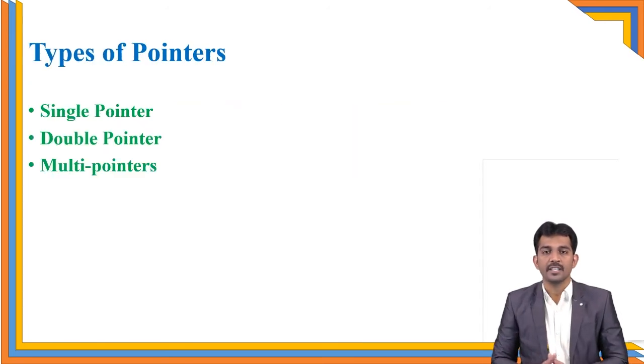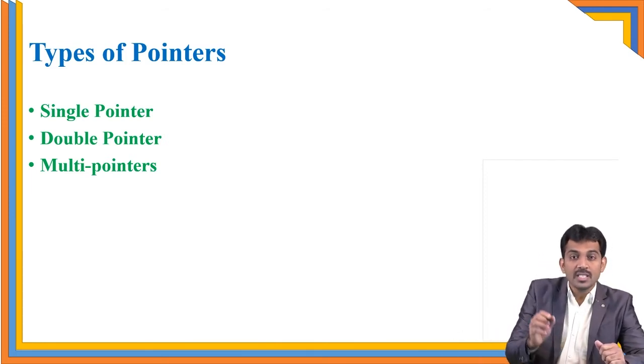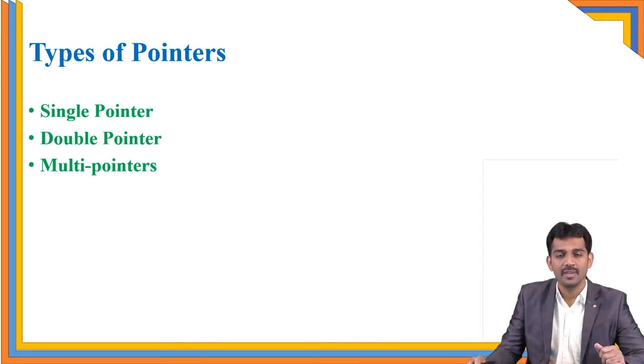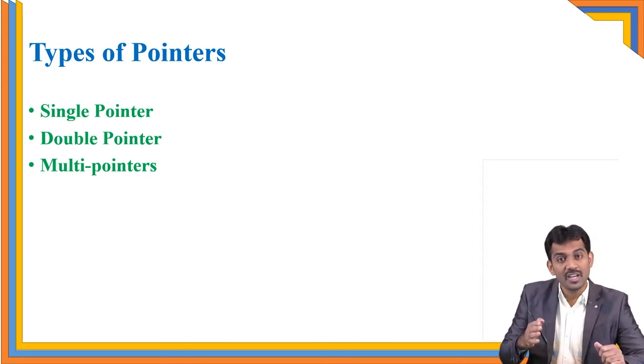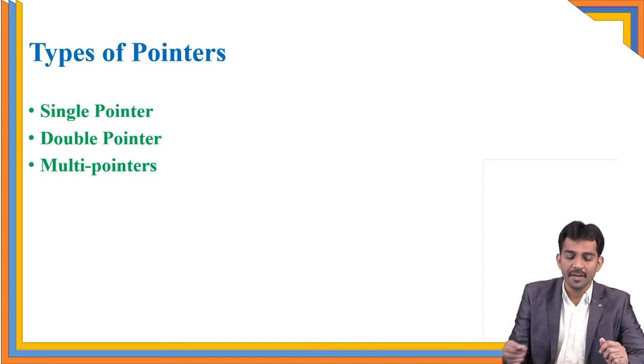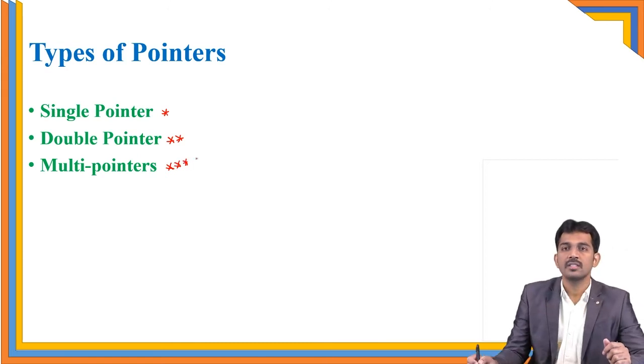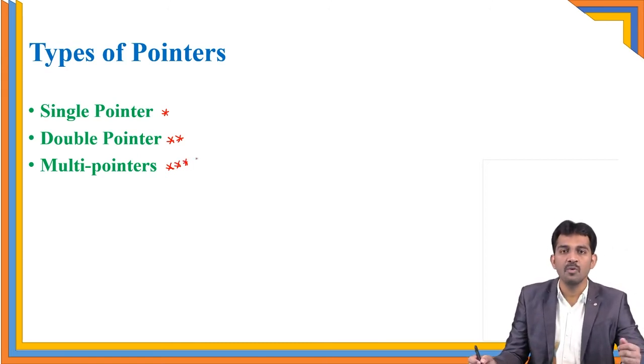Coming to the types of pointers. See, what is a single pointer? It stores the address of another variable. You know already. Pointer means it stores the address of another variable. What does double pointer mean? See, it stores the address of another pointer variable. Is this clear? Then it is called a double pointer. For a double pointer, you are going to use 2 stars. Single pointer means single star. Multi pointers means it can go to triple stars or more stars.